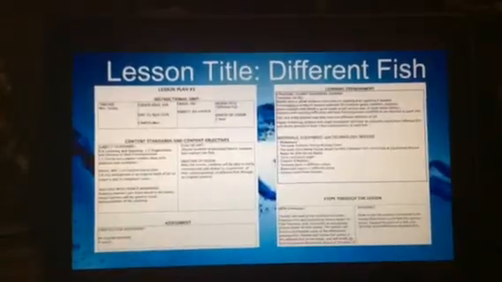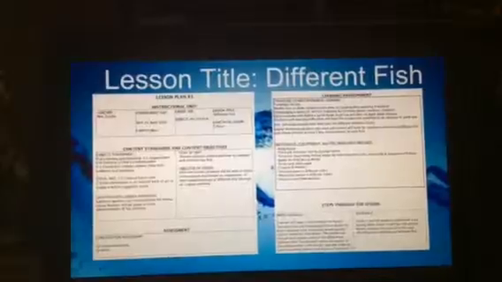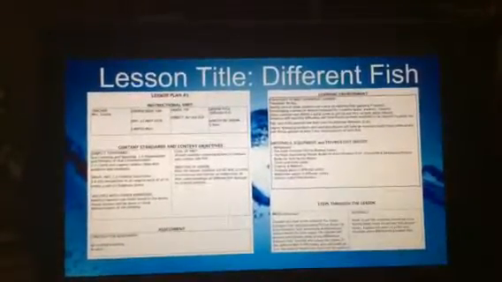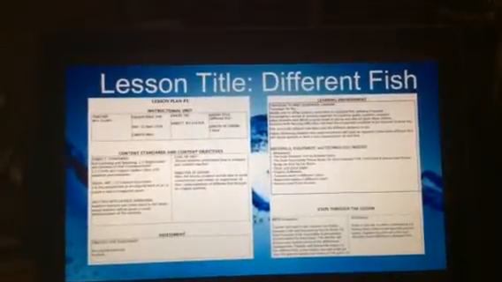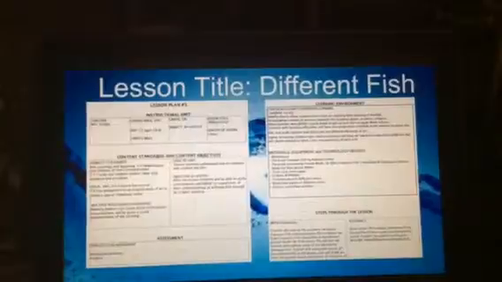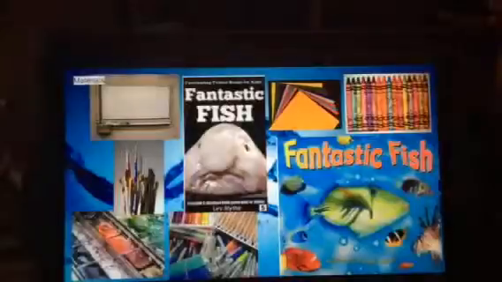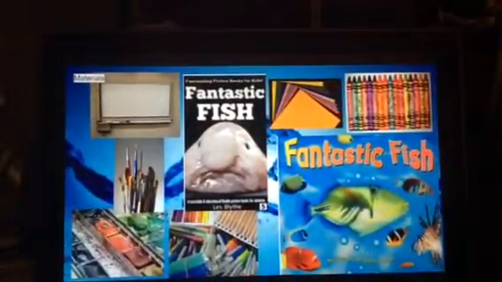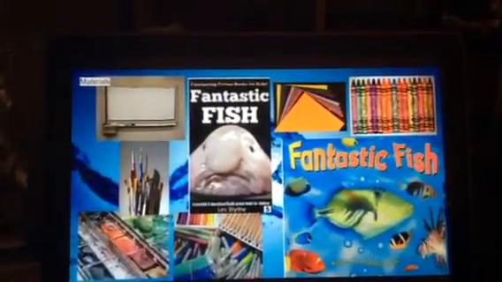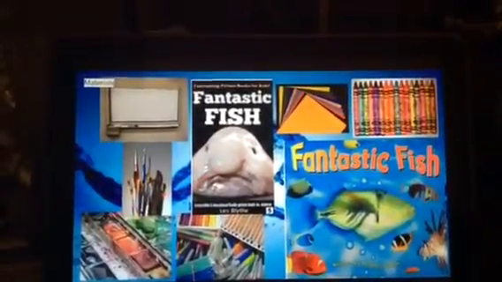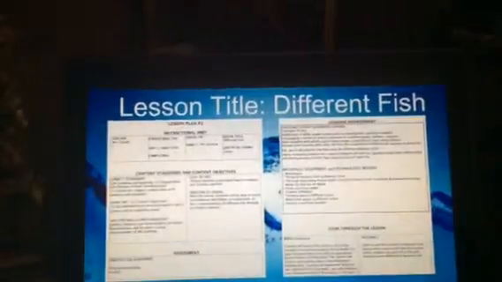And my last lesson is called Different Fish. This lesson has to do with art and English language arts. After this lesson, the students will be able to orally communicate and deliver an expression of their understandings of different fish through an original painting. The original painting and the rubric would be the assessment. The materials and equipment needed would be the whiteboard, the book Fantastic Fish by Les Bless, the book Fantastic Fish by Rodney Carter. We would need the paper, crayons, markers, watercolor paint, paintbrushes, and a whiteboard.